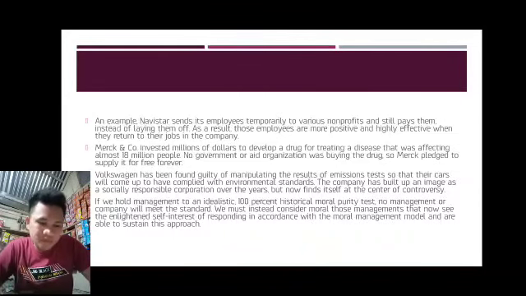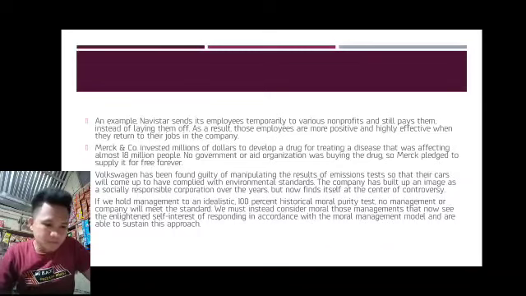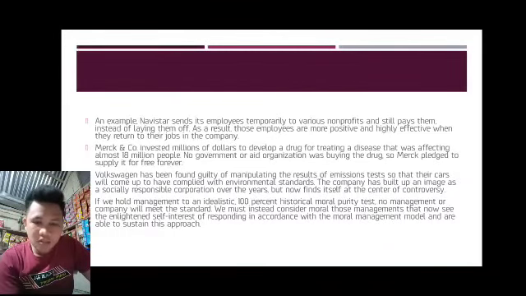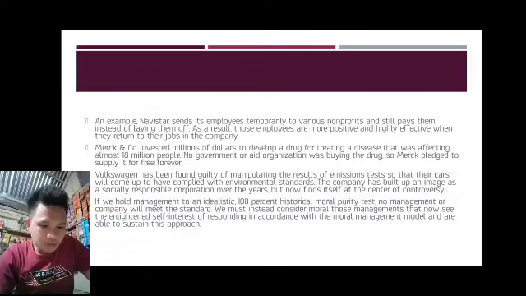If you hold management to an idealistic 100% historical moral purity test, no management or company will meet the standard. We must instead consider the moral managers that now see the enlightened self-interest in responding in accordance with the moral management model and are able to sustain this approach.